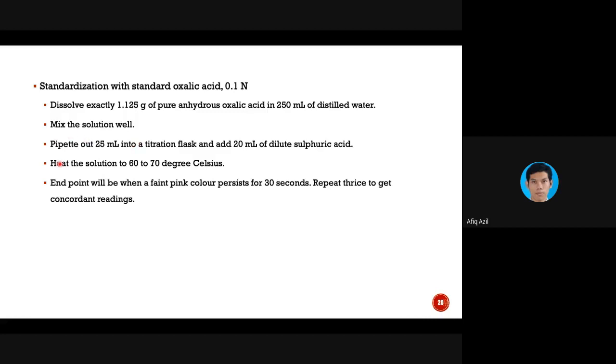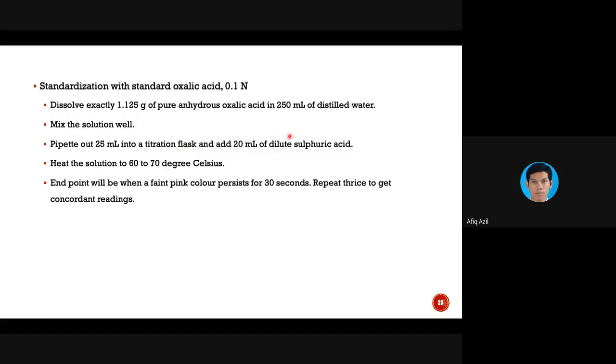So next step is to pipette out. So this one using pipette, 25 ml into a titration flask. Then you can add 20 ml of dilute sulfuric acid. So a titration flask is the conical flask, okay, that you're going to use. So after that, heat the solution first to 60 or 70 degrees Celsius. So the end point will be when a faint pink color persists for 30 seconds.